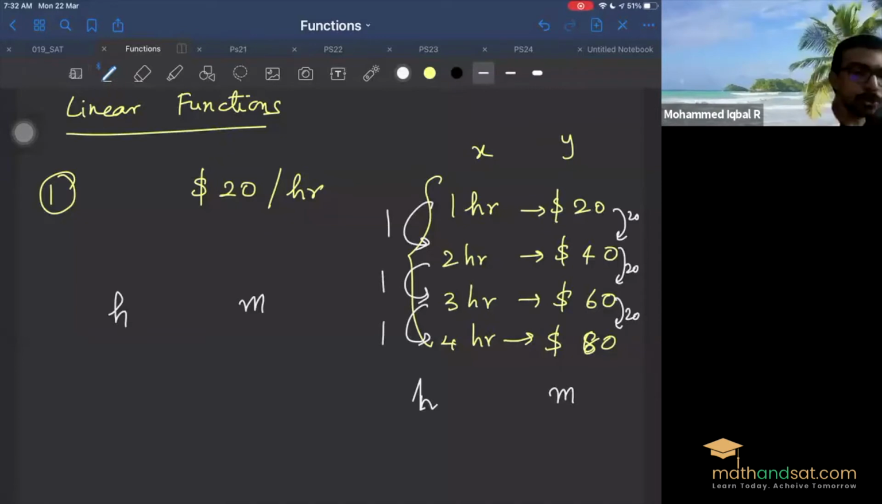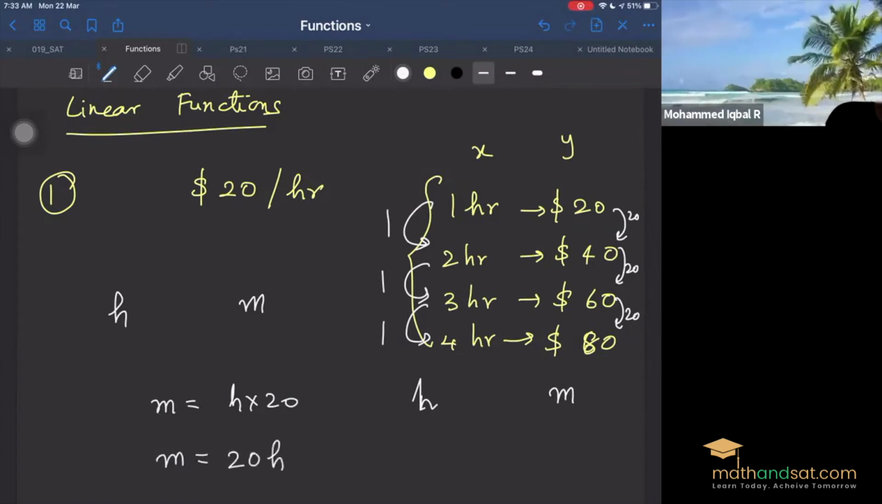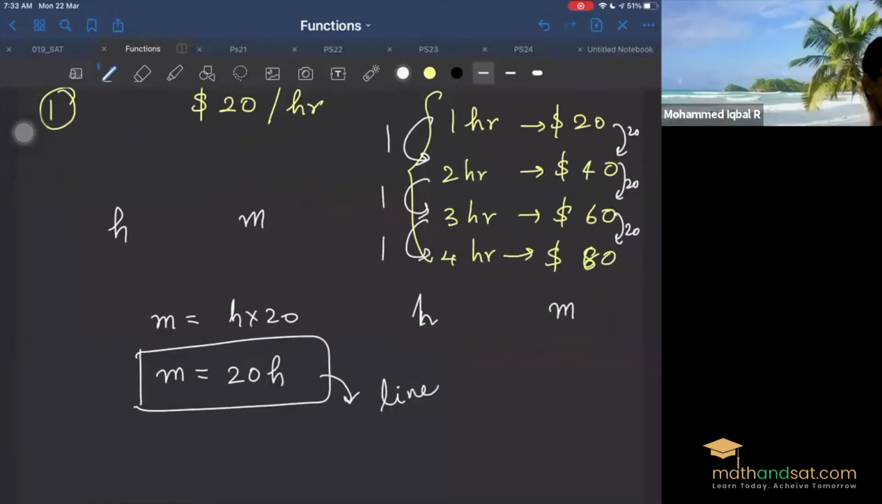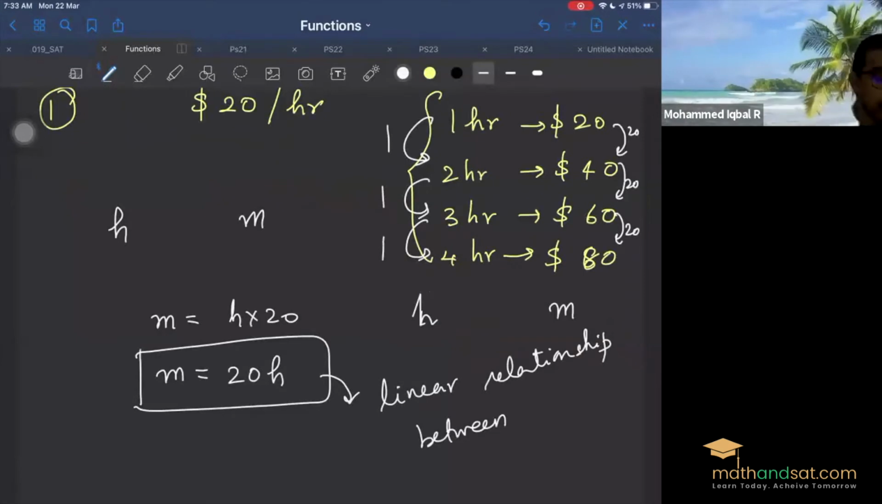So for H hours, you're going to make 20 times H, or H times 20. H times 20 is the money that you'll make. So you can write this as 20 times H. Now, this is a linear relationship between your H and M. Why do we call this linear? Look at the power of H, it's 1. Look at the power of M, it's 1.